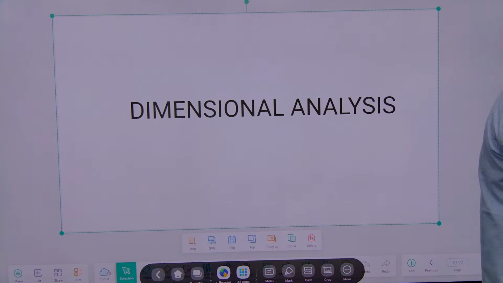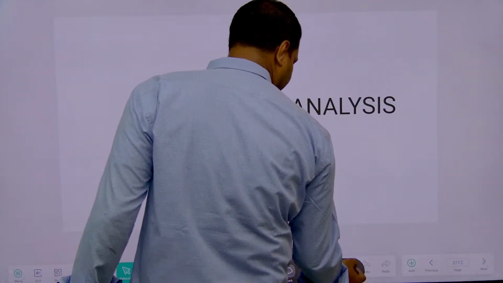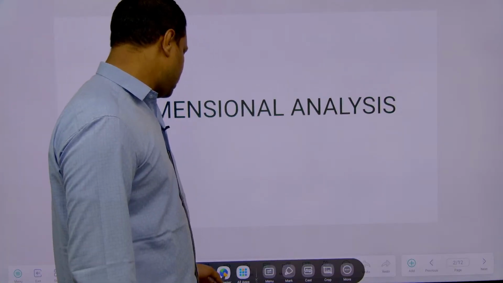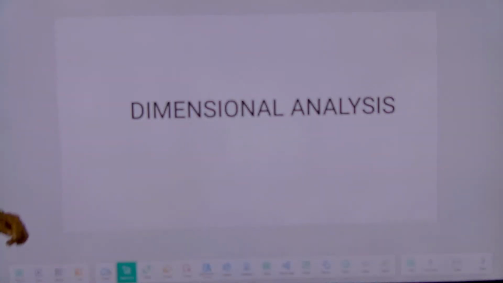Keep the heading dimensional analysis. Fine. Now what is the use of dimensional analysis? What is the role of dimensional analysis? Do you have any idea about dimensional analysis? Only correctness of the equation.